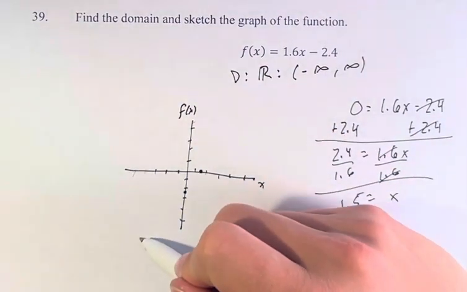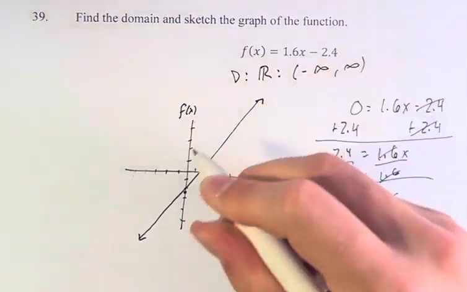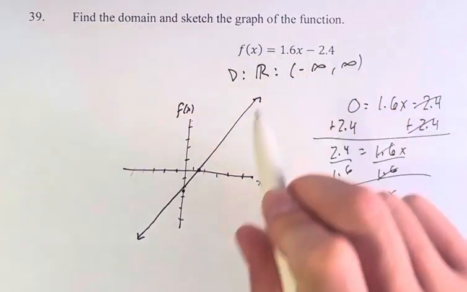Now we just graph the line between them. It's not perfect, but it'll do. This is the graph, and this is the domain of the function f of x is equal to 1.6x minus 2.4.